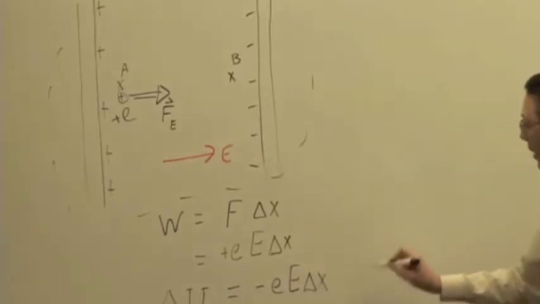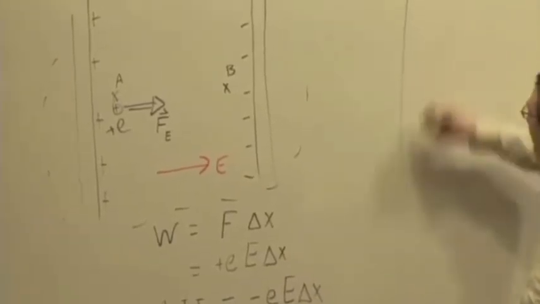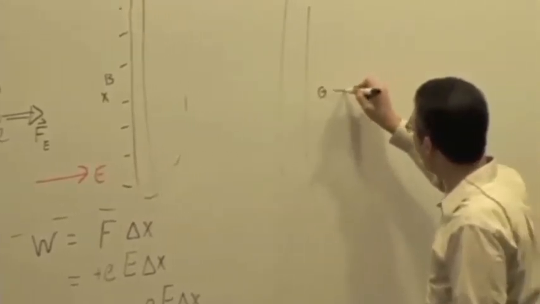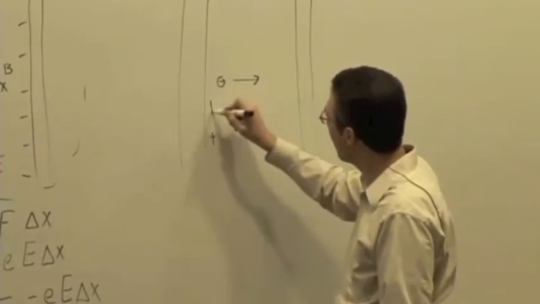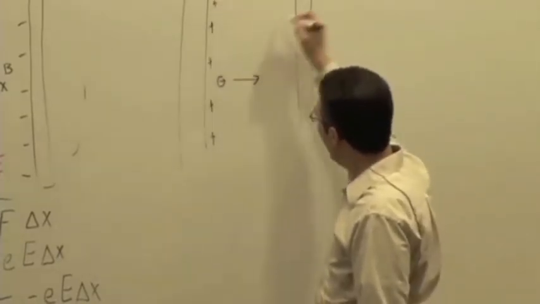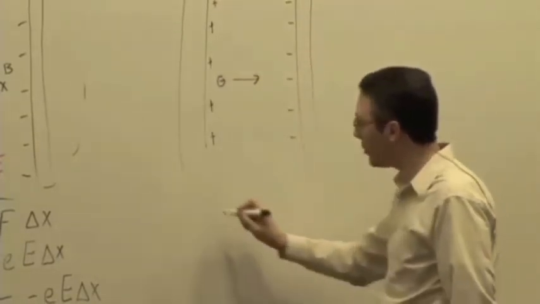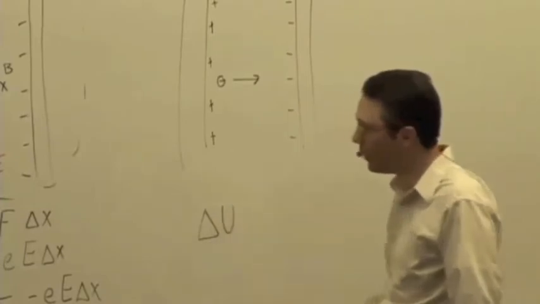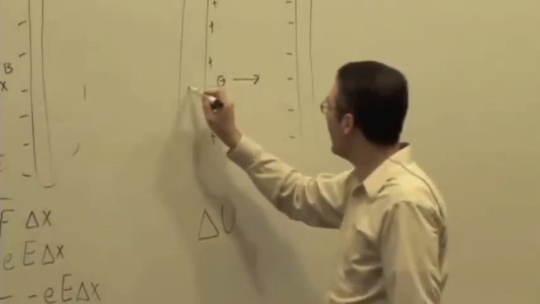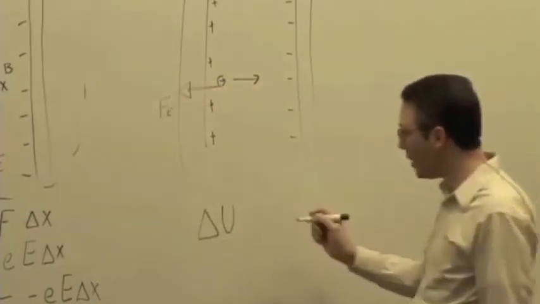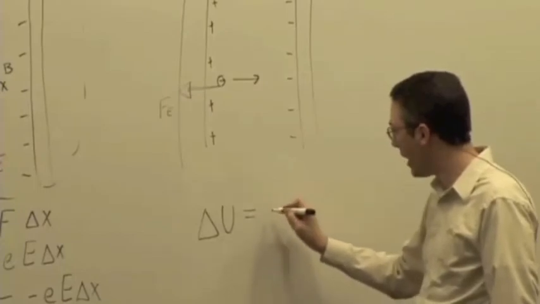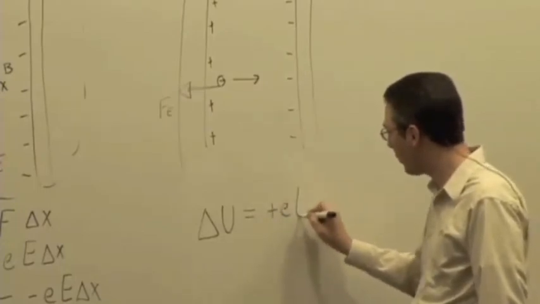But for the case of an electron, if you had an electron moving through this same region over the same distance, then the potential energy would actually go up. It'd be kind of like throwing a ball up in the air, because the force would be in the opposite direction of the displacement. So it'd be tending to slow it down. The kinetic energy would be going down, but potential energy would be going up.